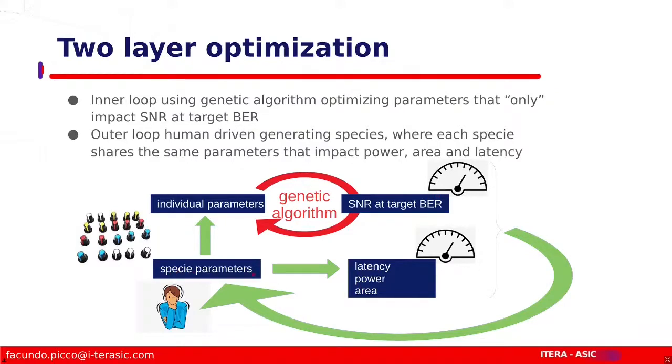Okay. In that way, we can reduce the resources to estimate latency, power, and area because we do it only once for a full species. And then we approximate that all the individuals of that species will share the same latency, power, and area. And then with the genetic algorithm, we basically find the best or a near best individual within the species. And that gives us a full set of parameters, because for a full set of parameters we need both the individual and the species parameters to decide what is a good individual and what not.